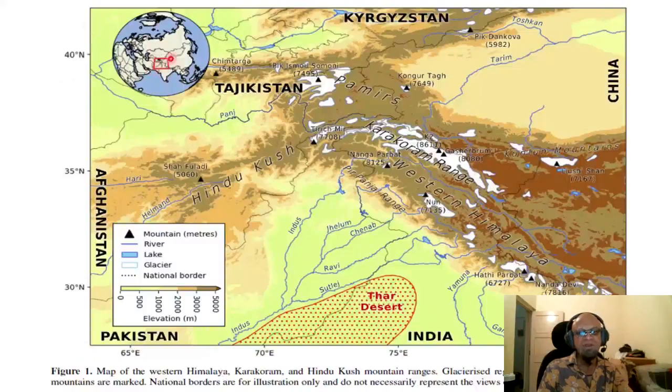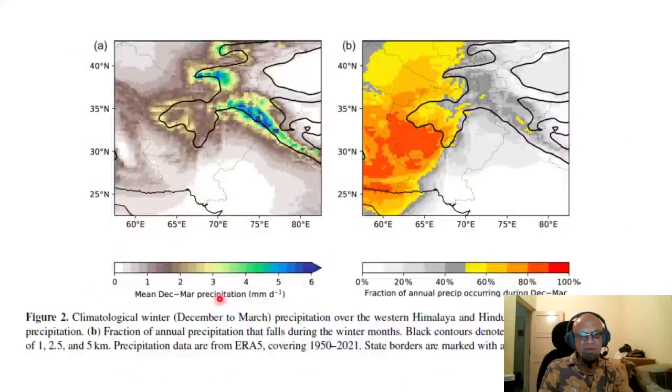So this is the zoom in region, if you can see. Okay, this is climatological winter December to March precipitation over the Western Himalaya and Hindu Kush region. Mean winter precipitation here, you can see the scale, mean December to March precipitation in millimeters per day, going from 0 to over 6 or so. So there is the maximum and there is another maximum.